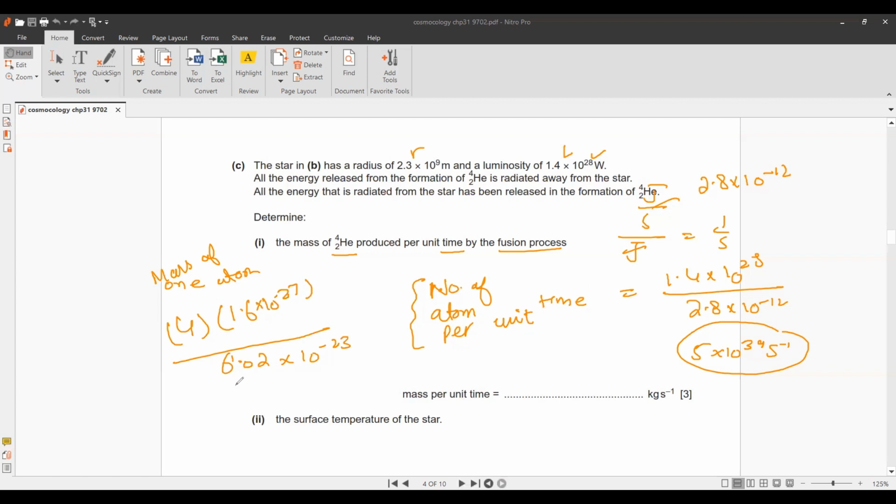Mass of one atom we need to find out first. Did we get this part? 4 into 1.6 into 10 raised to minus 27 and then divided by Avogadro's number, 6.02 into 10 raised to 23, in order to find out the mass of one atom. I accidentally wrote minus 23.